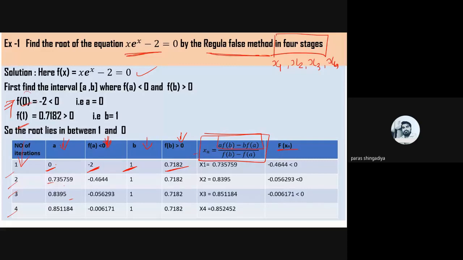So a into f of b. So a into -2 minus b into f of a. So sorry, a into f of b, that is 0 into 0.7182 minus 1 into -2, divided by 0.7182 minus, plus 2. Okay. This way we will get the answer. That is 0.73579. Okay. And then after check the function output, 0.735759, and check the function value, that will be negative. Okay. Let us check that.